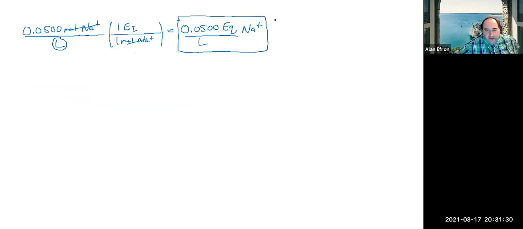So if we do that calculation, in 1 equivalent, there is 1,000 milliequivalents. The equivalents would cancel. I won't cross it out because this is an answer, but we will be left with milliequivalents. So we're basically just going to multiply it by 1,000 in this case.